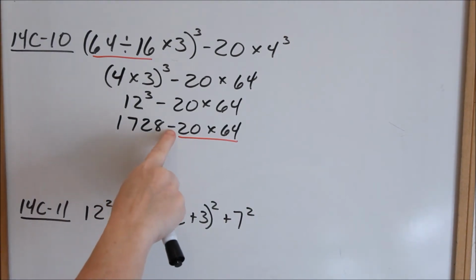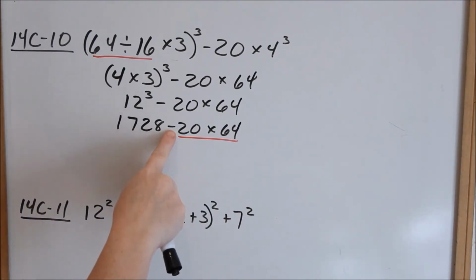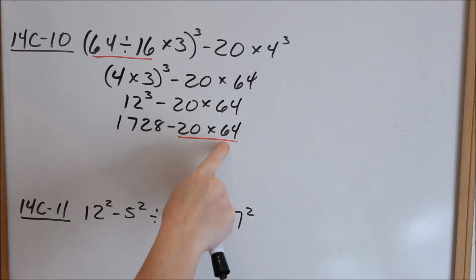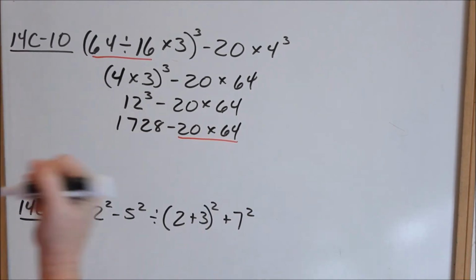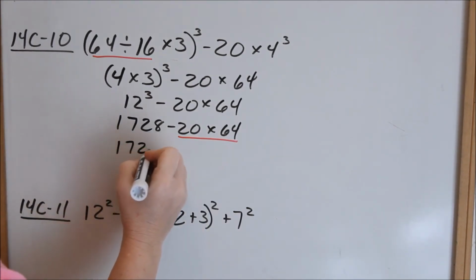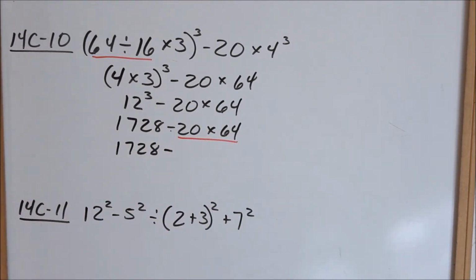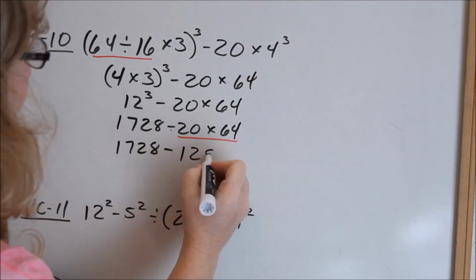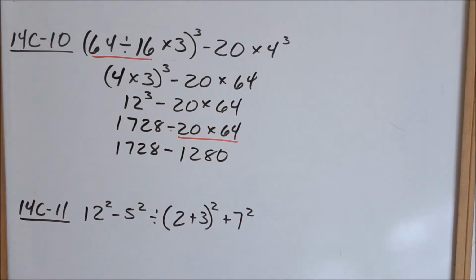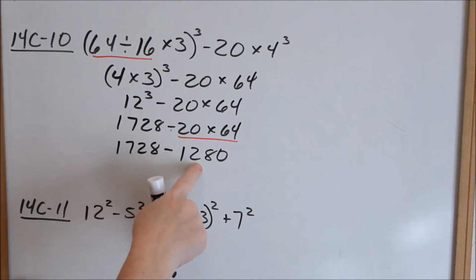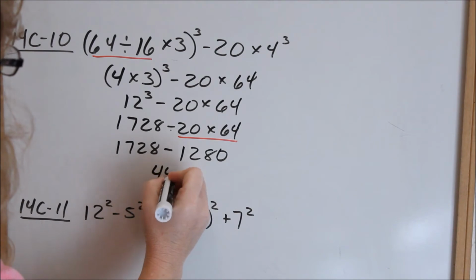You need to view this as a negative 20. The sign in front of the number goes with the number. A negative times a positive is a negative. So I'm not doing the 1,728 yet, but a negative times a positive will be a negative number. And then 20 times 64, 1,280. Now you can subtract these two numbers, and it will be a positive because this one's bigger than that one. So that comes out to 448.